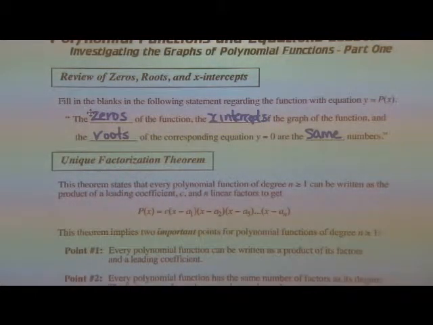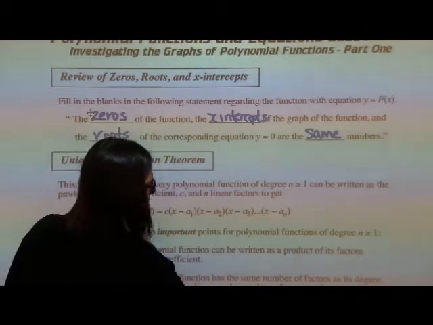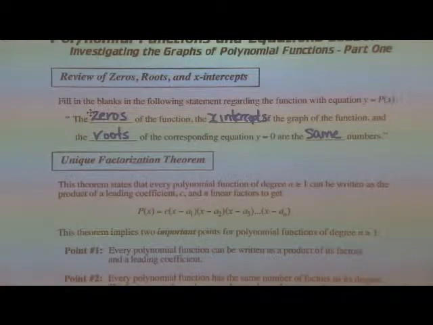Okay? There is a theorem called the unique factorization theorem. Basically, in a nutshell, what it says is I can factor polynomial functions. And when I factor a polynomial function, I'm going to get a unique set of factors. So I'm not going to get the same set of factors for 2 different polynomials. They're each going to have their own.